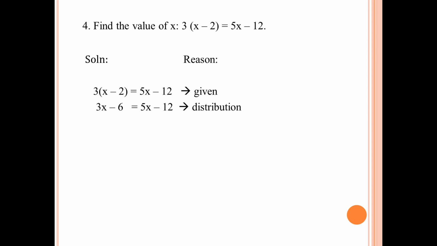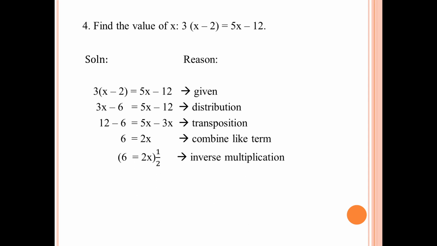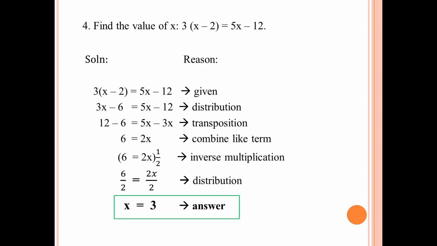Then we're so concerned with the value of x, we're going to transpose 3x to other side, become negative 3x, and negative 12 to other side, positive 12. So we have 12 minus 6 equals 5x minus 3x. So we can subtract 12 minus 6 and 5x minus 3x. So we have now 6 equals 2x. So we're going to multiply the whole equation by the inverse of 2. We have 1 half. Then distribute. Then we know 2 divided by 2 is 1. So x equals 3.